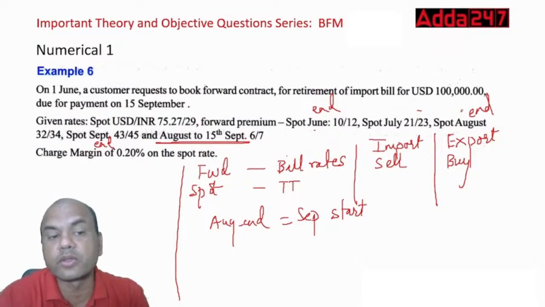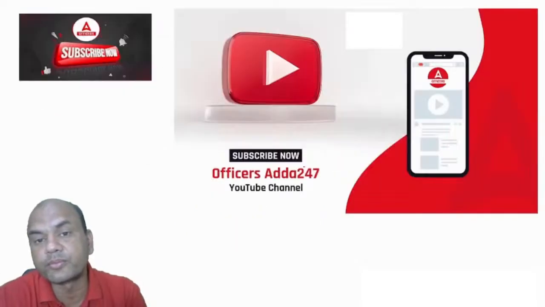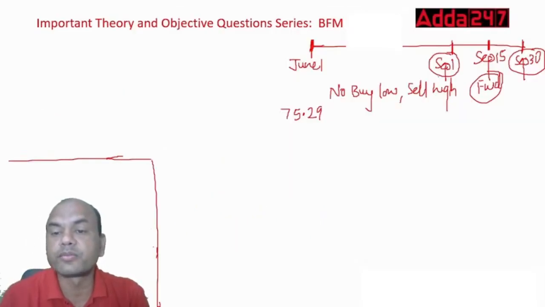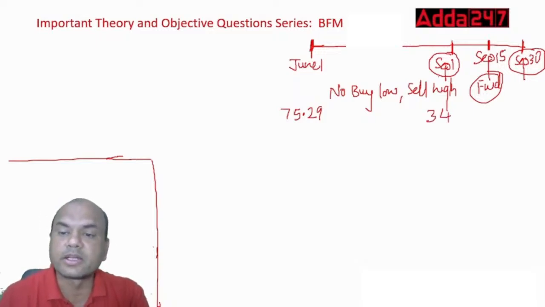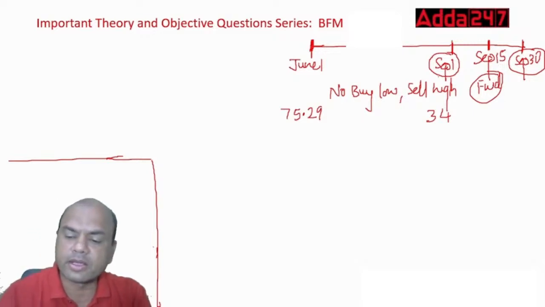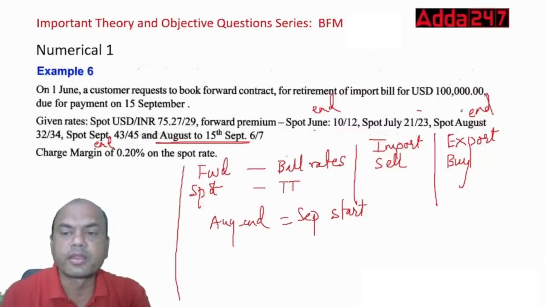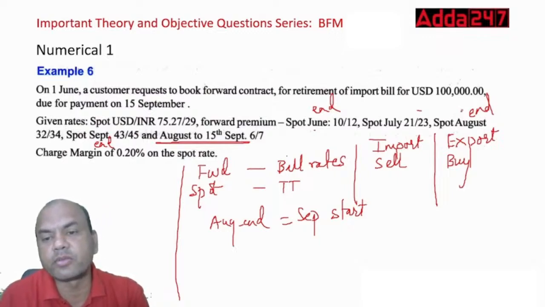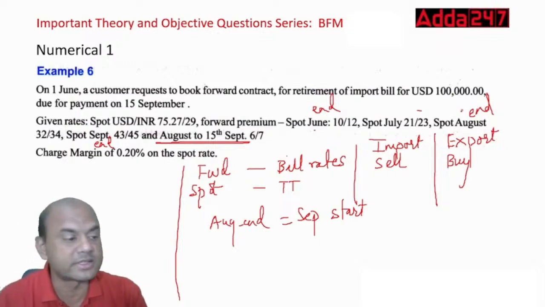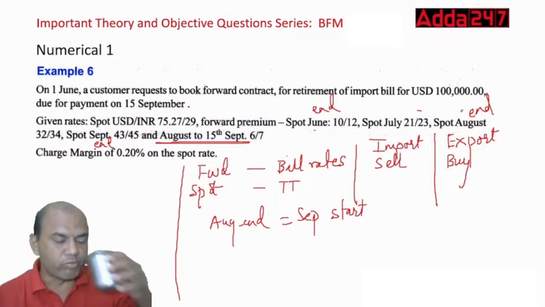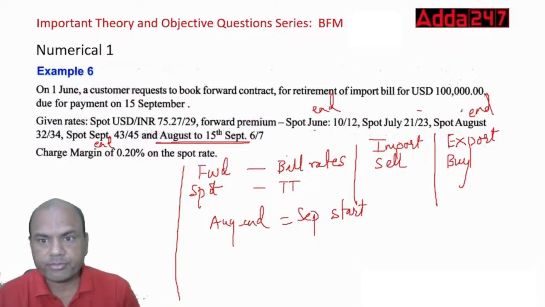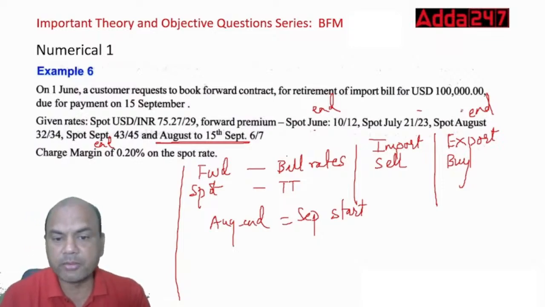So I'll be taking 32, 34. Which one will I take? 32 or 34? I'll take 34, right? So this is 34. Now tell me whether the currency is in premium or discount over here. Everyone type in the comment section: 10, 12, 21, 23, 32, 34. Is the currency in premium or in discount? What do you say? It's in premium.